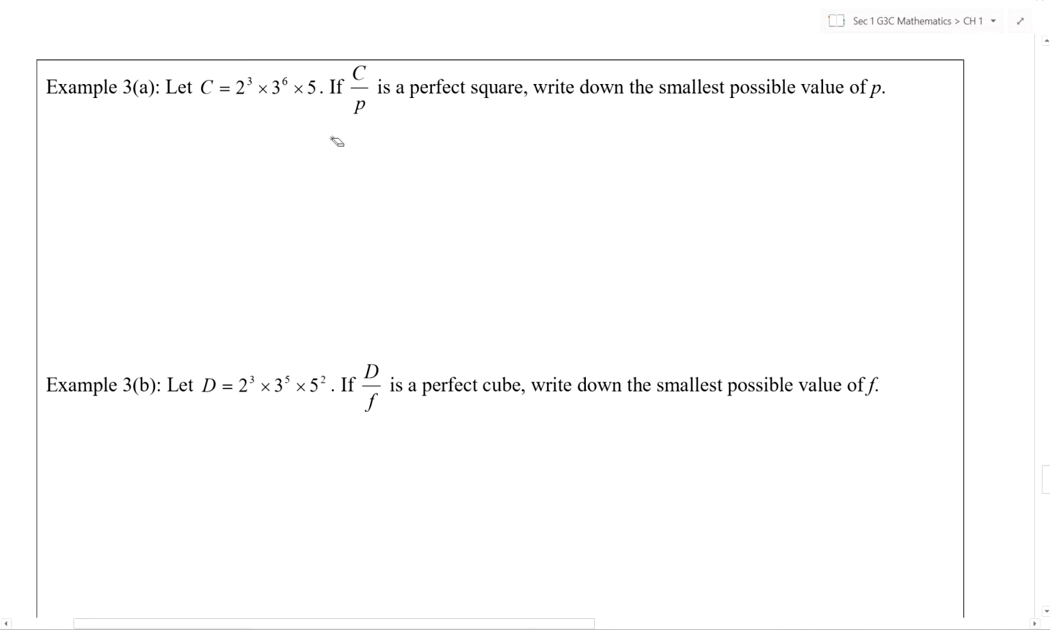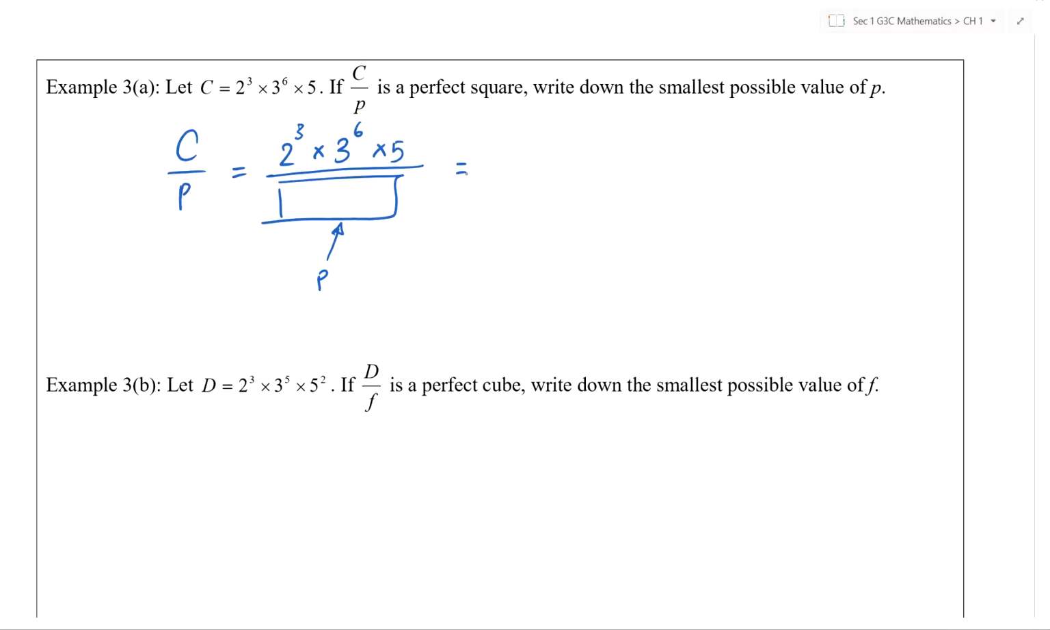C over P is 2 power 3 times 3 power 6 times 5 divided by a blank. This will be my P over here. And I want it to be a perfect square. Okay, the final answer must be a perfect square. So what do I expect to see for all these powers? Okay, there are some blanks we need to fill in.